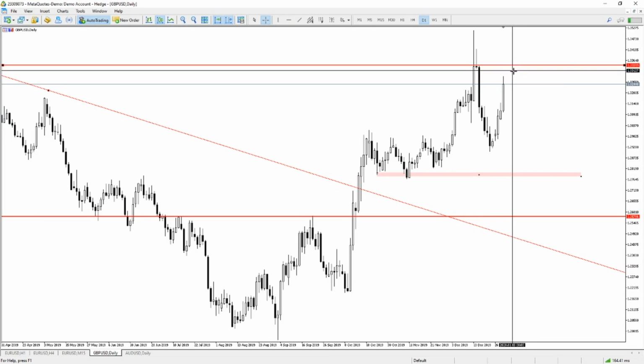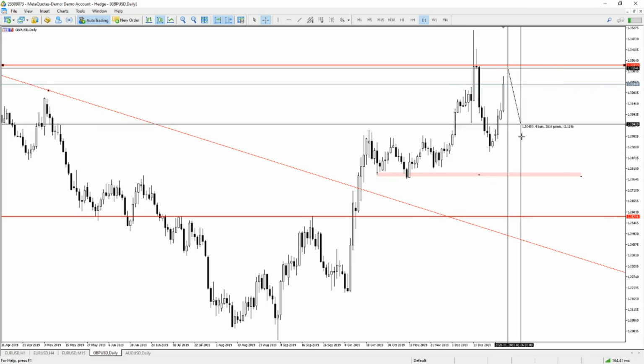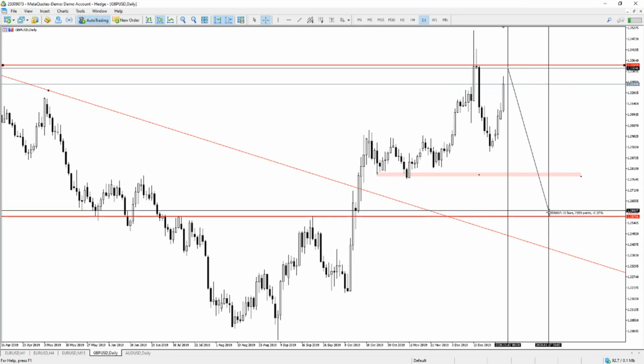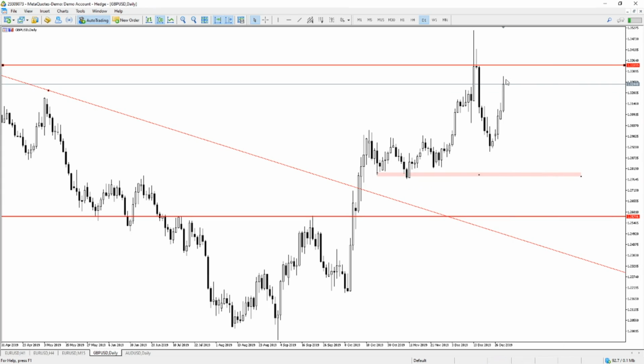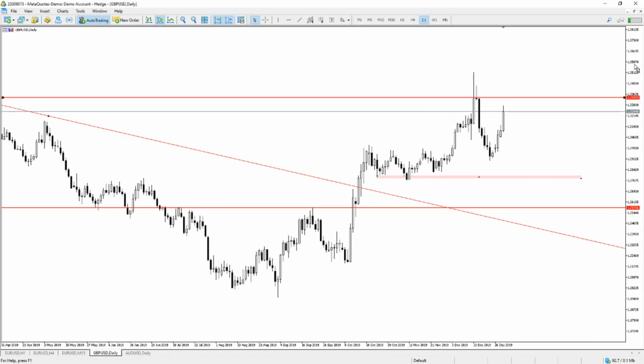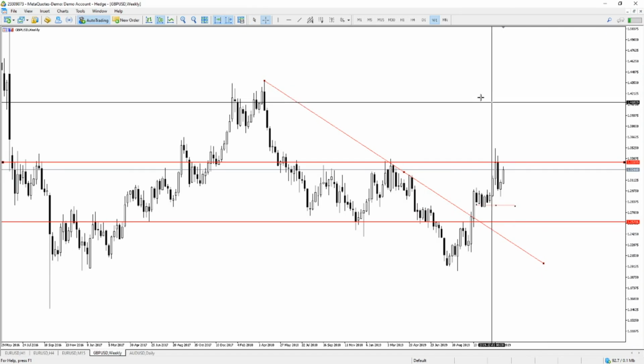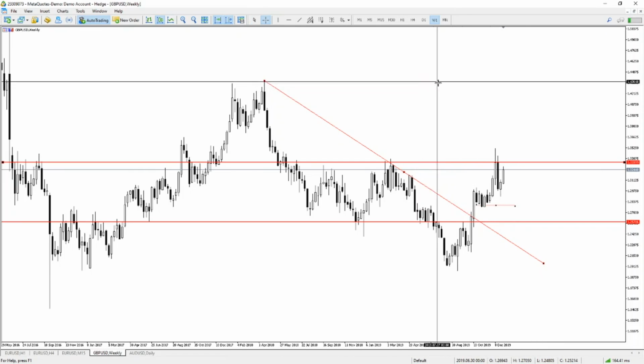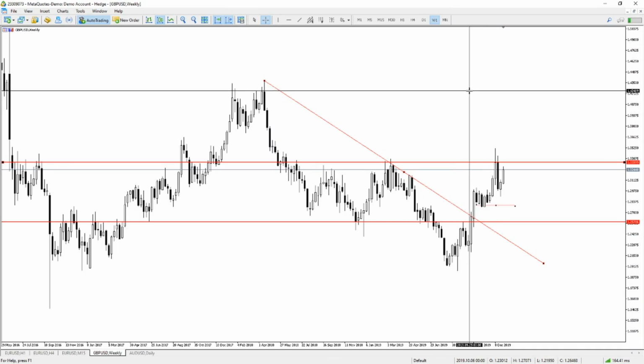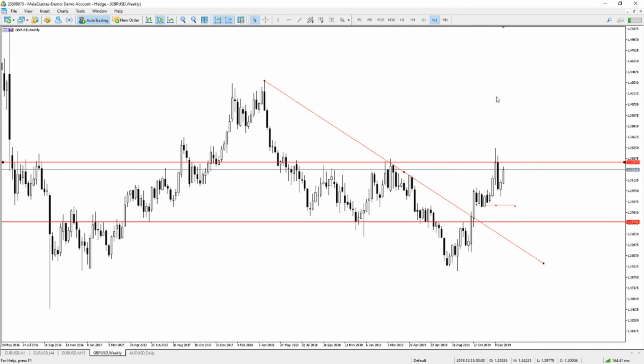If I take a short entry here, then my first target will be this one, and the second target will be this one. And in case the market doesn't bounce back and breaks that point, then I will wait for the market to come back and test this level. And if I go for a buy position at that level, then for my target I have to go back again to the weekly chart, and I will draw my target line somewhere here, and that will be my target point if I go to the buy.